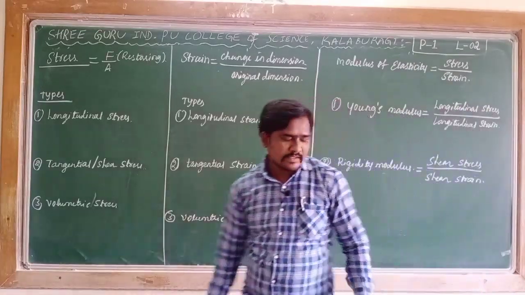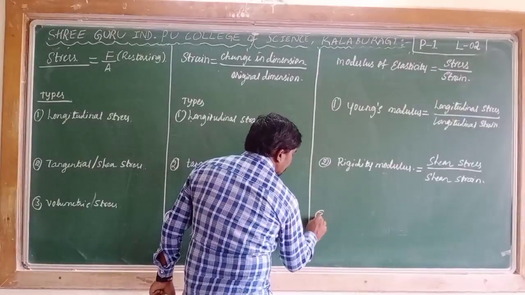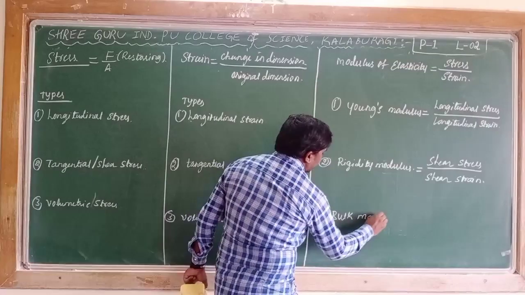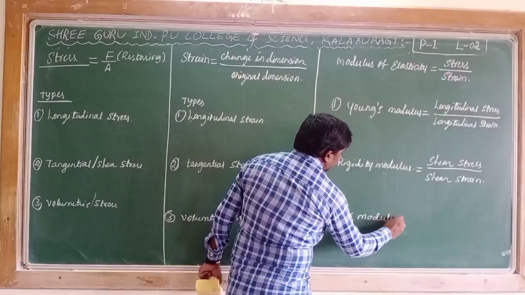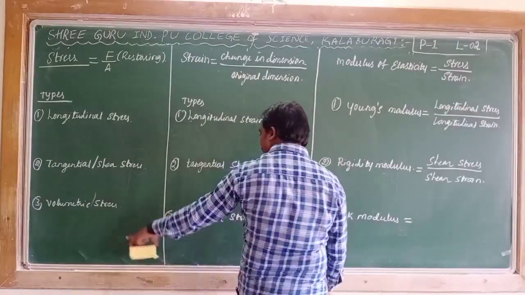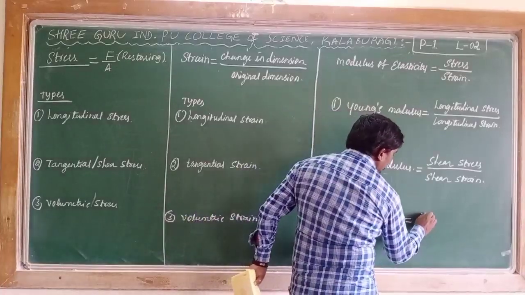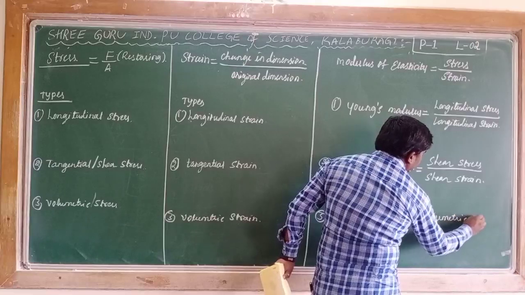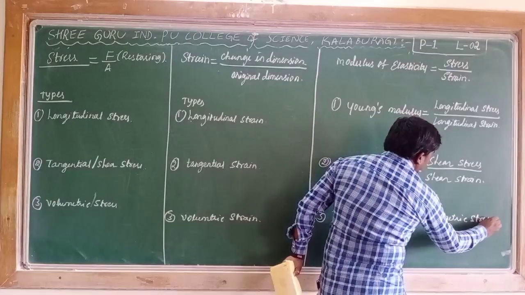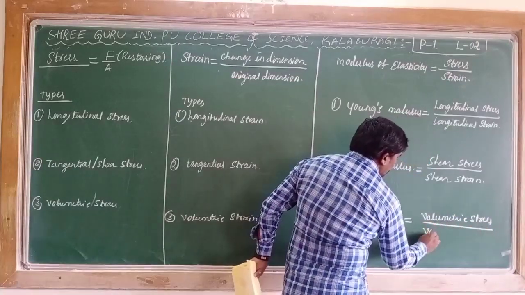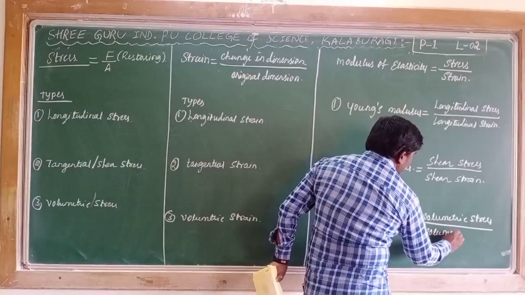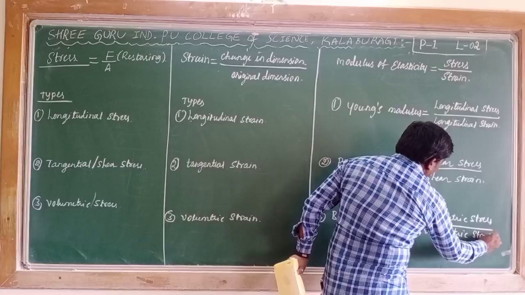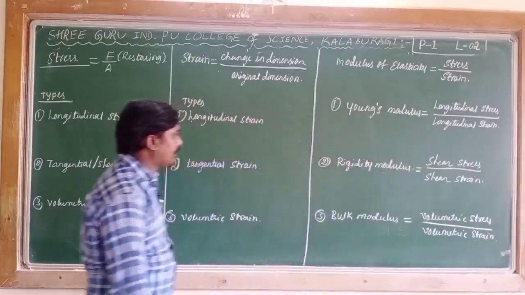And the third one is bulk modulus. That is volumetric stress by volumetric strain.